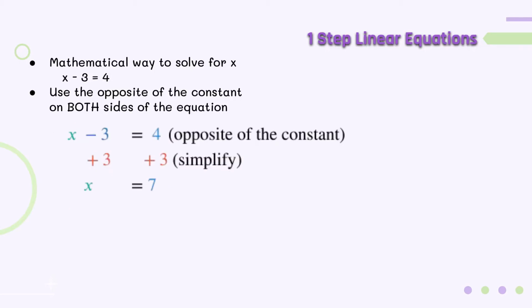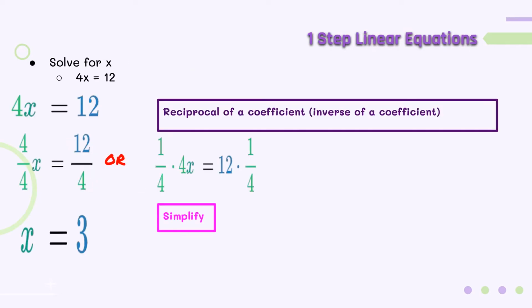So here's another example. The mathematical way to solve for x minus 3 is equal to 4. We have to use the opposite of a constant on both sides of the equation. So the opposite of negative 3, because negative 3 is on the same side as the variable, is positive 3. So if I'm adding 3 to both sides to make that 0, I'm going to add 3 to this side. So 4 plus 3 is 7. So x equals 7.